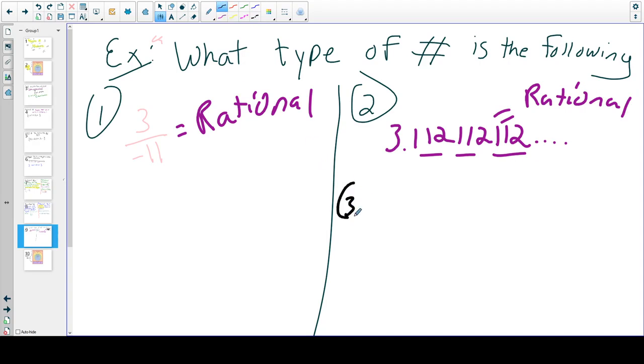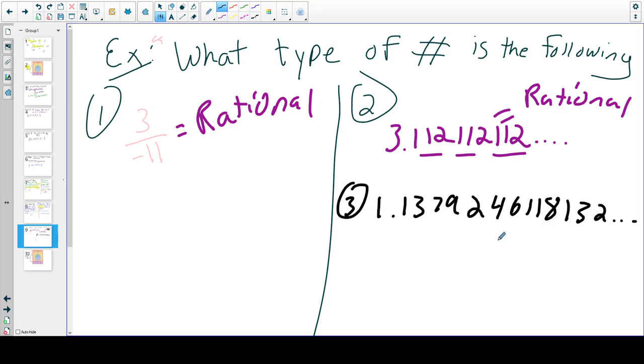Let's do a third example. What if I did 1.1379246118132, so on and so forth? Well, it must be either rational or irrational because it's a decimal. It goes on forever. Is there a pattern? Or in other words, do I know what the next number could be? I have no idea. There is no pattern here. So this must be irrational.